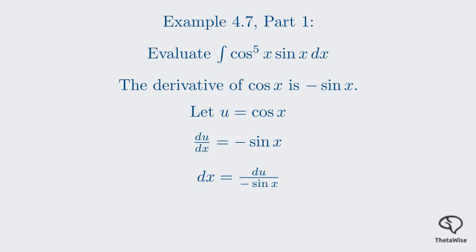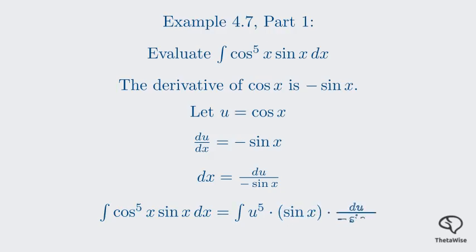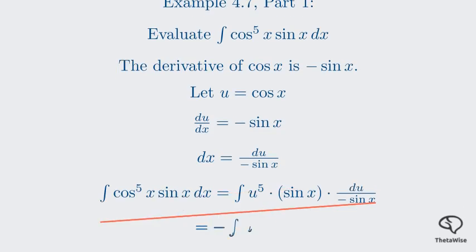Step 2. Substitute these into our integral. We replace cosine x with u and dx with our new expression. Our integral becomes the integral of u to the fifth times sin x times du over negative sin x. Notice what happens. The sin x terms cancel out, which is exactly what we want. We've successfully eliminated all the x's from the integral. This leaves us with the integral of u to the fifth du with a negative sign in front.